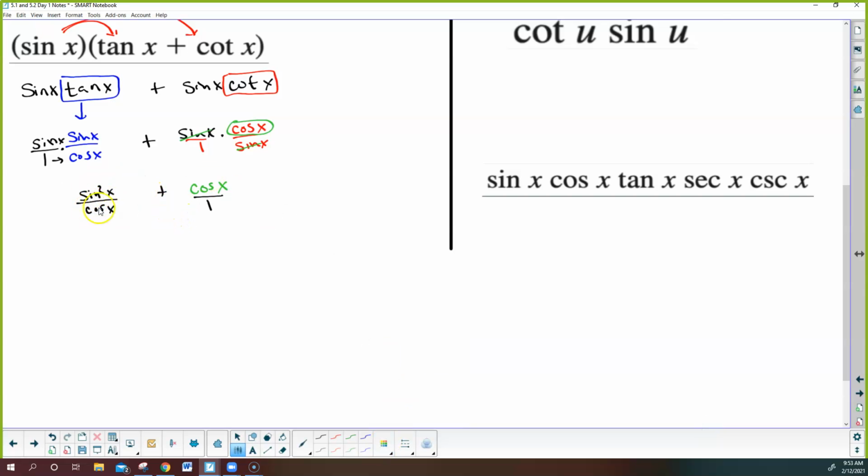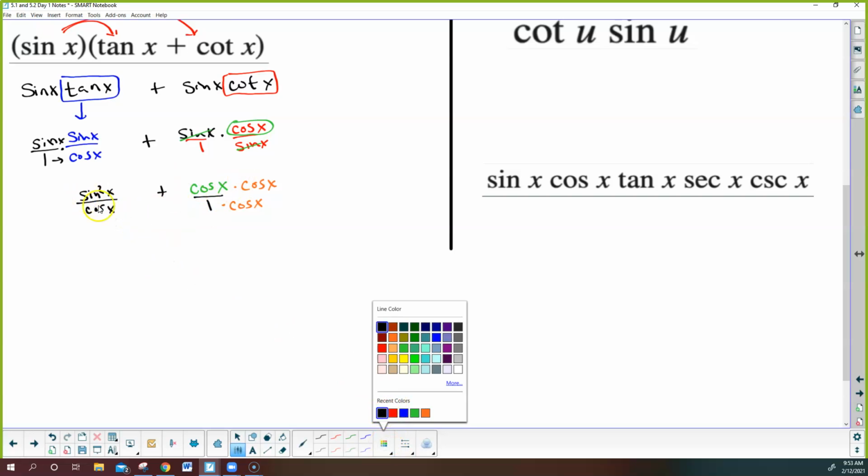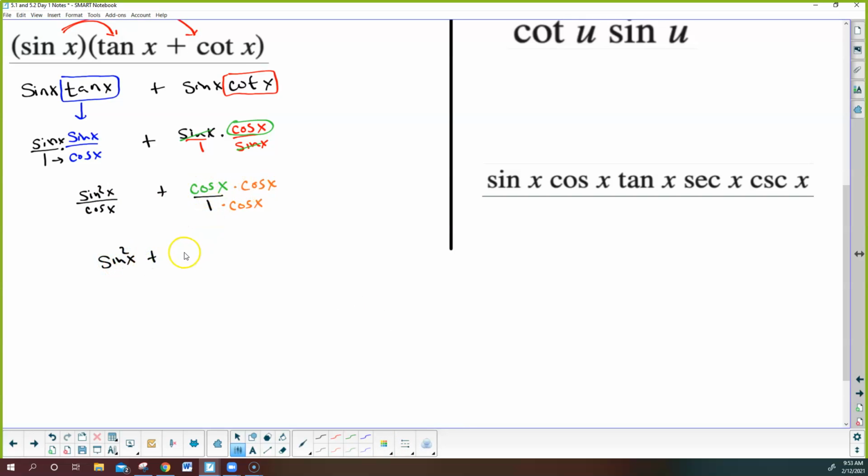Okay, so what do I have? I've got a fraction plus a fraction. Well, what do I need? I need the same denominator if I'm going to add those together. So this one needs a cosine to be added together, so I'm going to multiply by cosine. And then I've got sine squared plus cosine times cosine is cosine squared. And then notice they're each going to have their own cosine, so I'm going to replace them with just a single denominator. Remember, when we add fractions, they keep the denominator the same, but you add the numerators.